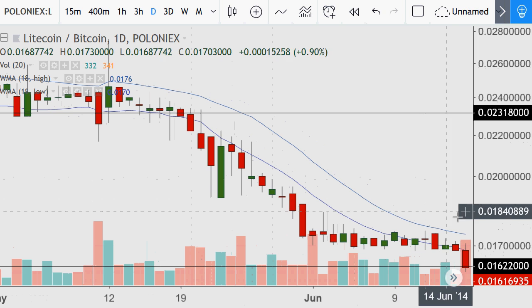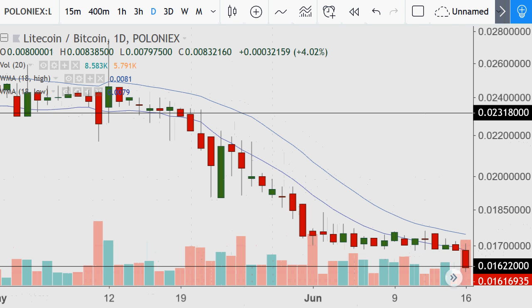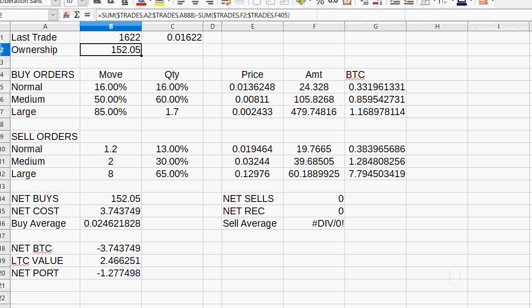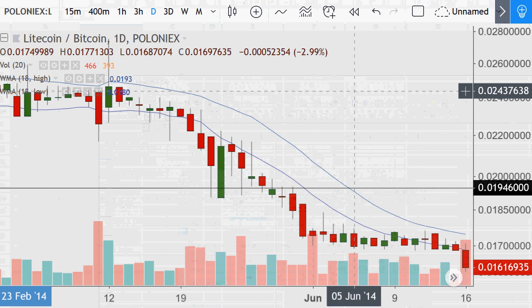So here's a spot. You go many days without a trade. You got a buy order fill at 1622. That brings the portfolio down over 1.25. And still no sales intact. We got new orders in place.